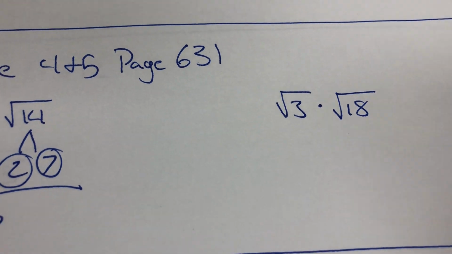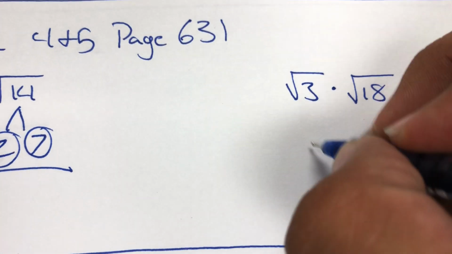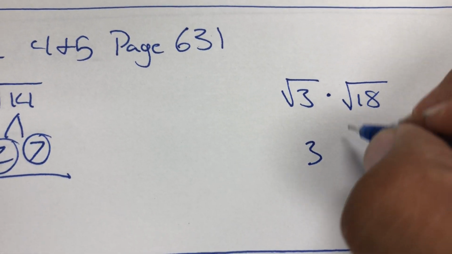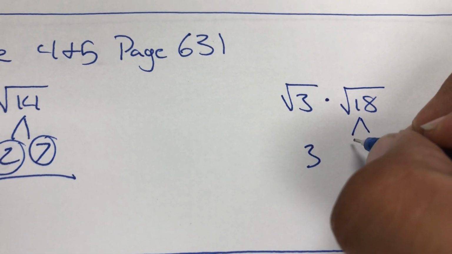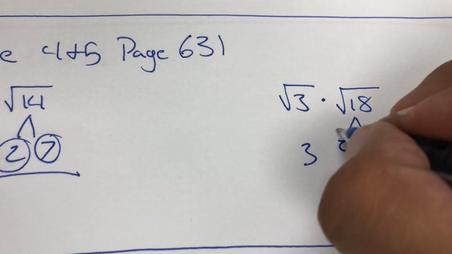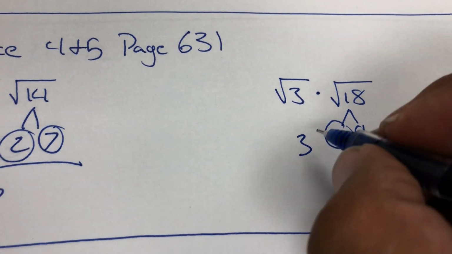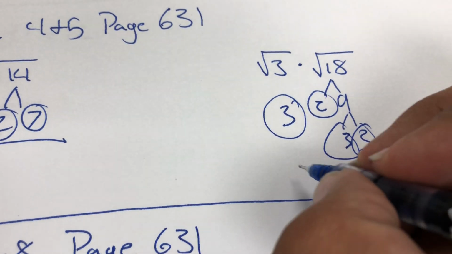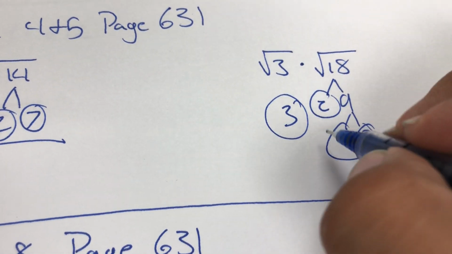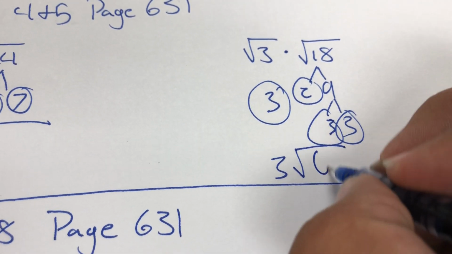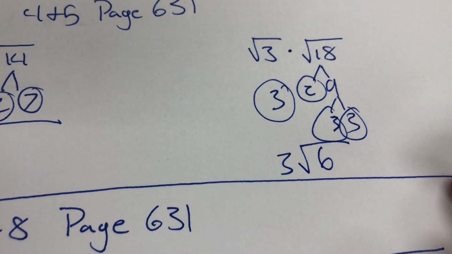And we're back. Okay, so this would have been the square root of 3 all by itself down here. And then this would have been 2, 9, and then 3, 3. So this is left with a pair of 3s and a 2 and a 3 inside. So this is going to be 3 and the square root of 6 on the inside.